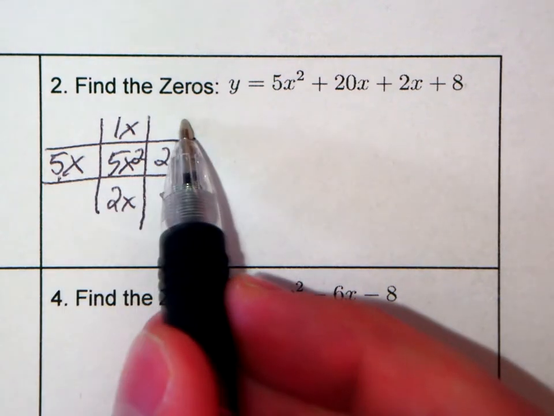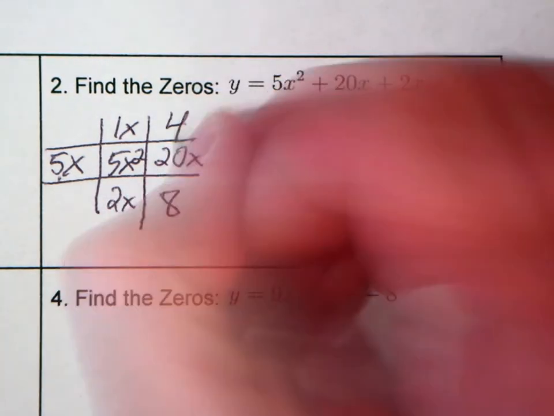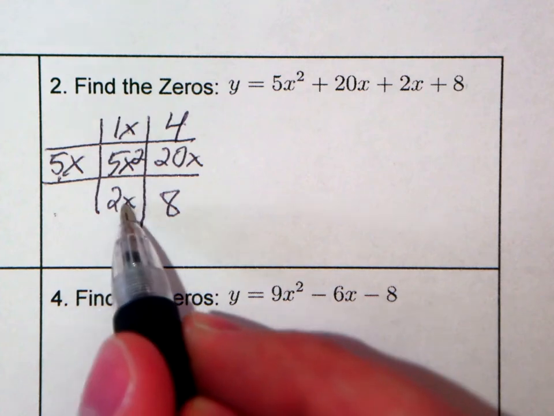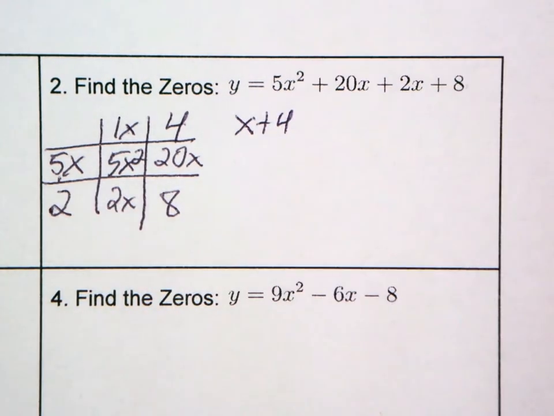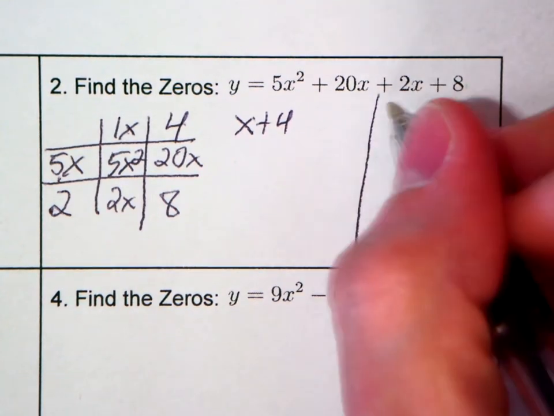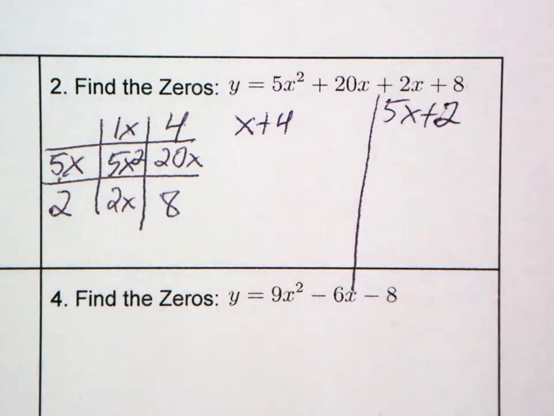5 times what gives us 20? Well, that's 4. 1 times what gives us 2? And that's 2. So x plus 4 is one of my factors, and 5x plus 2 is my other factor.